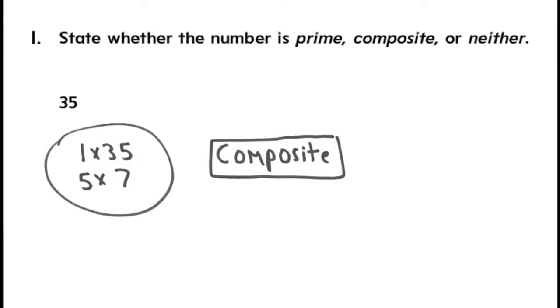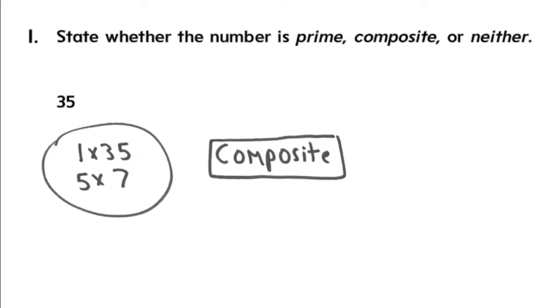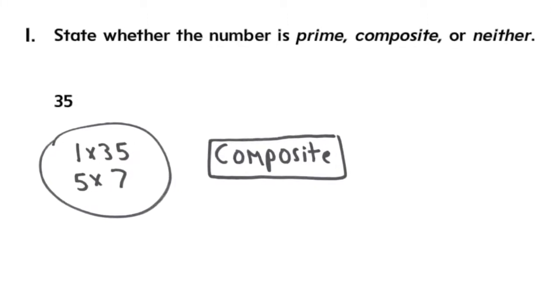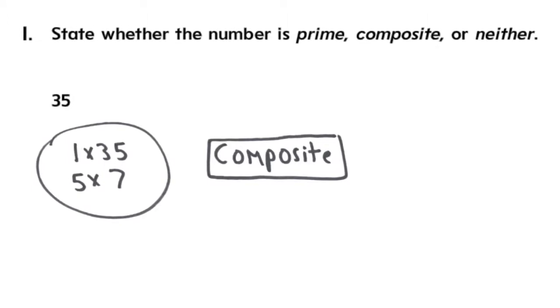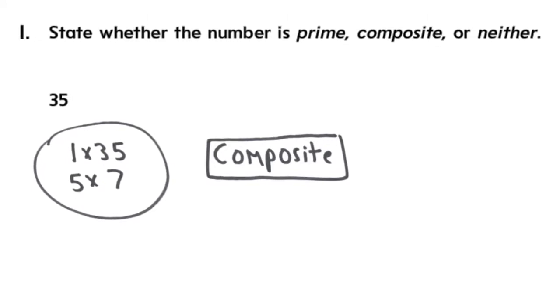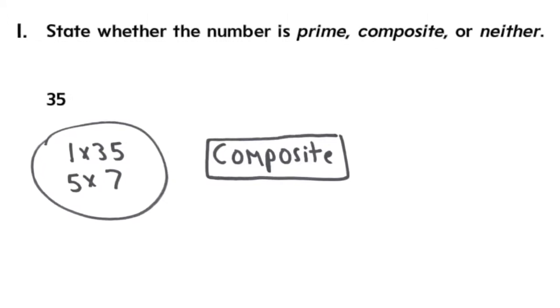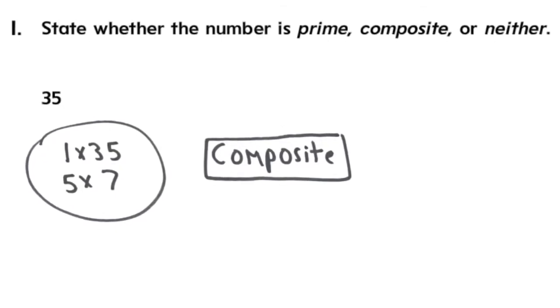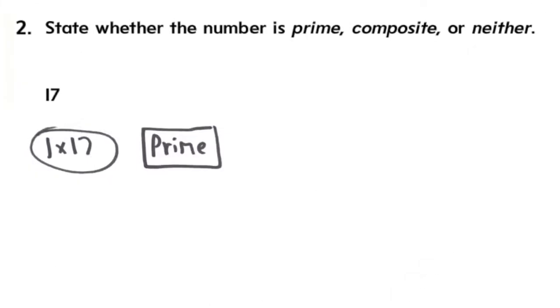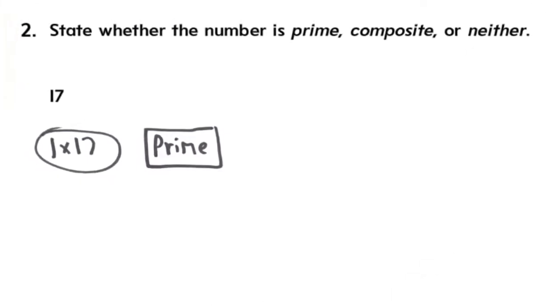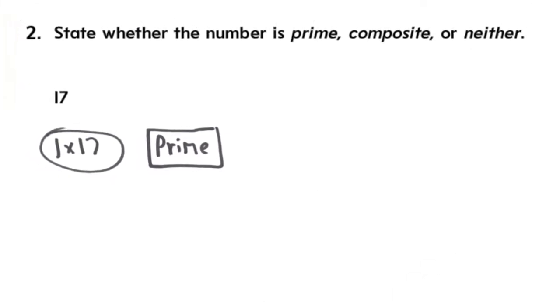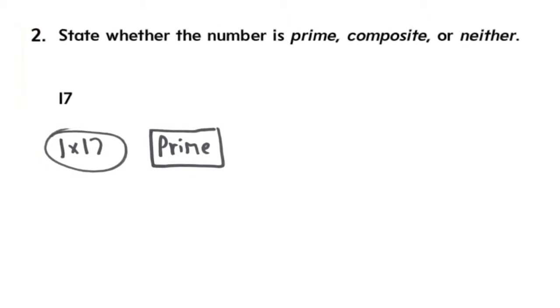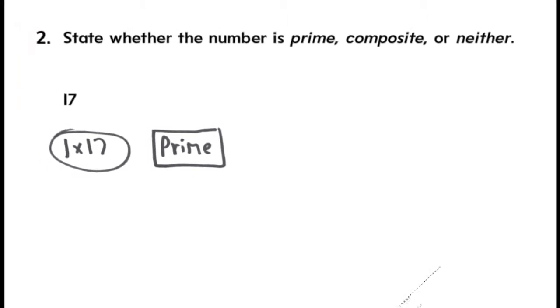If you are asked to identify a number as to whether it is prime or composite or neither, what you would have to do is find its factors. In this case, the factors that make up 35 are 1 and 35 and 5 and 7. Since it has more than 2 factors, it is composite. If you were to try to find the factors of 17, you would discover that the only factors available are 1 and 17, which makes this a prime number.